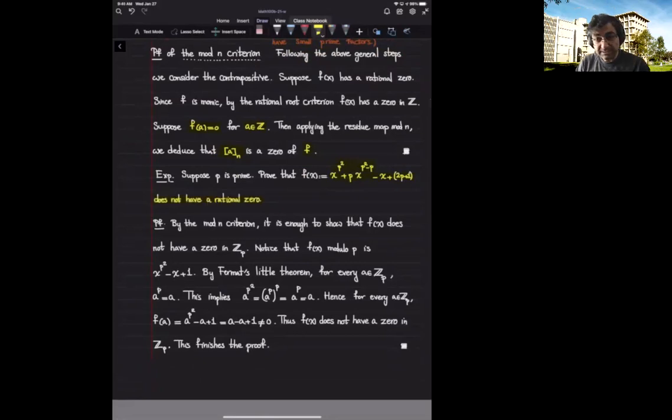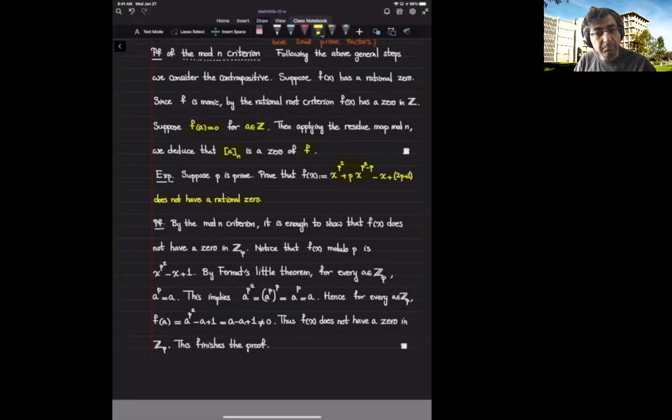And my claim is that this polynomial does not have a rational 0. Okay, how can we prove this? We use the mod n criterion. Of course, p is singled out here, so that's kind of a hint. We can look at f mod p. You see here we have a choice. We can choose what n we want to choose and what n has a possibility of helping us. Here we are going to choose p and see where we get to.